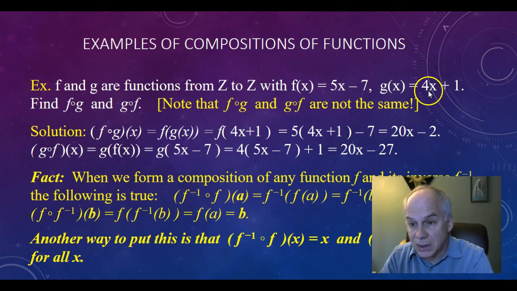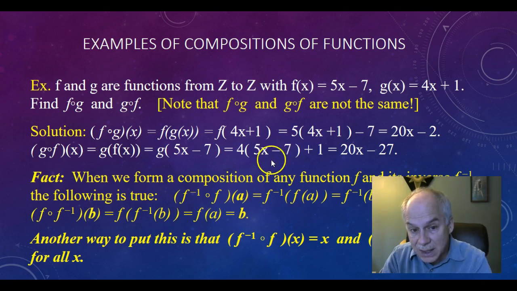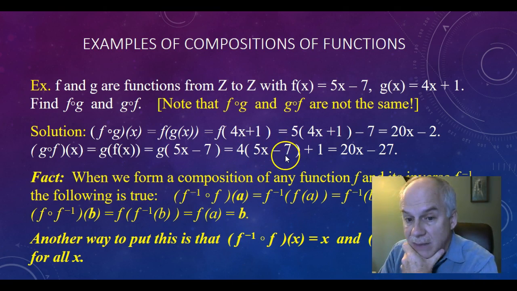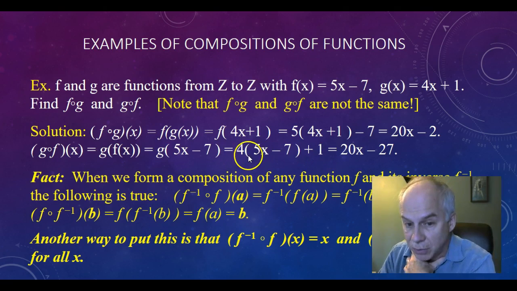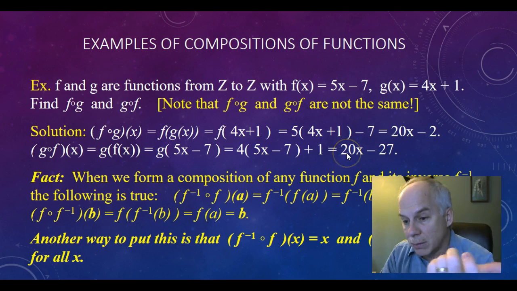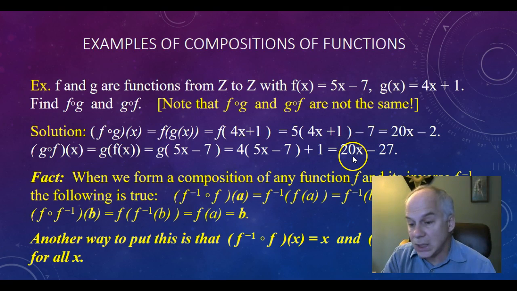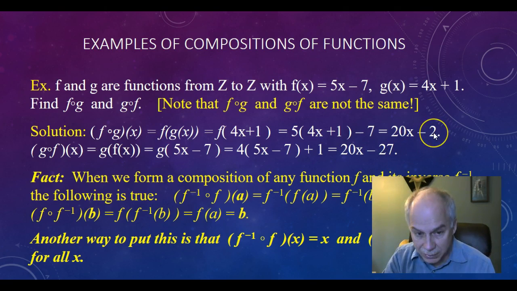So you see the g function is 4 times x plus 1. So I go 4 times parentheses plus 1, and in the parentheses I put the f function, 5x minus 7. So I put that 5x minus 7 where the x used to be. So I've got 4 times 5x minus 7 plus 1, and I distribute the 4, and I get 20x minus 28 plus 1. Well, minus 28 plus 1 equals minus 27. So the composition g composite f is a little different: 20x minus 27 instead of the other function. Okay?